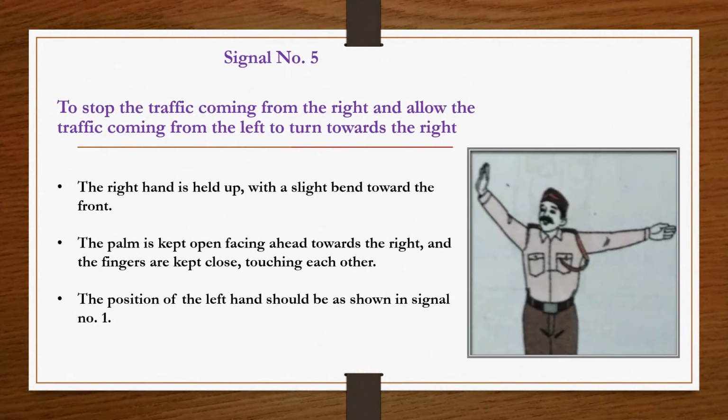Signal number 5. To stop the traffic coming from the right and allow the traffic coming from the left to turn towards the right. Students, please see the given image how this policeman is standing. The right hand is held up with a slight bend towards the front. The palm is kept open facing ahead towards the right and the fingers are kept close touching each other. The position of the left hand should be as shown in signal number 1.